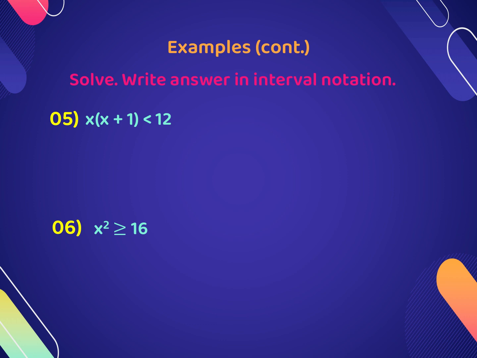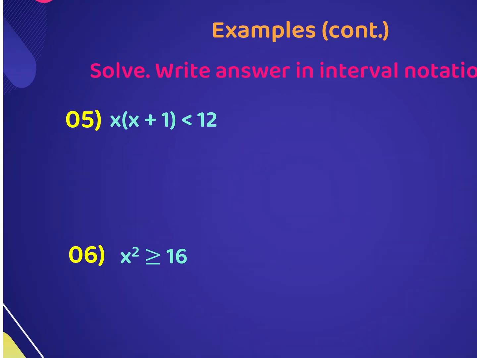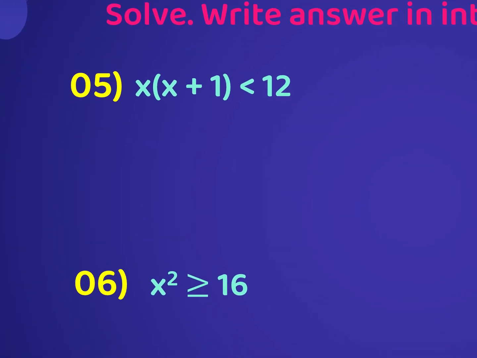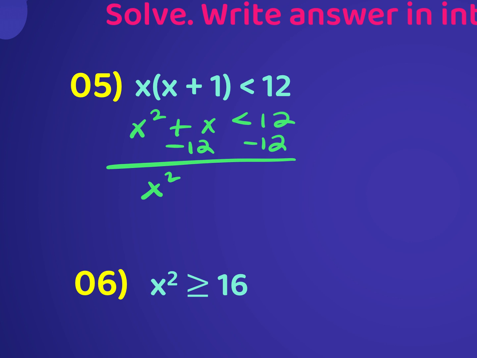Okay, so for number 5, again, remember, you need to have a 0 on either the left side or the right side. So I'm going to first go ahead and distribute the X. I get X squared plus X less than 12. I now need to subtract the 12. And I get X squared plus X minus 12 is now less than 0.